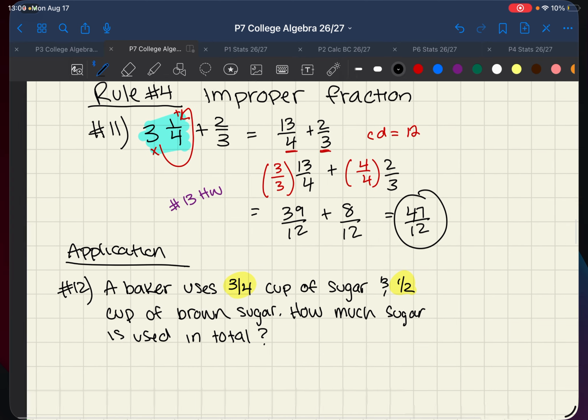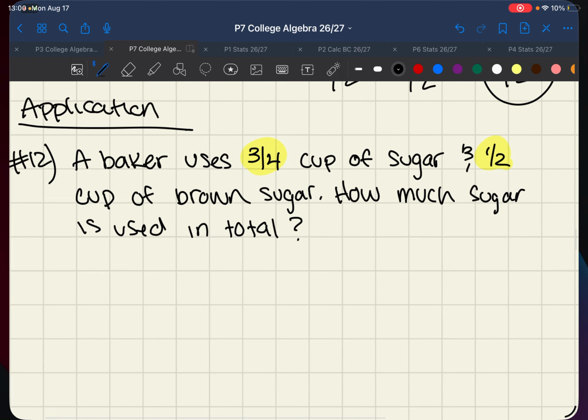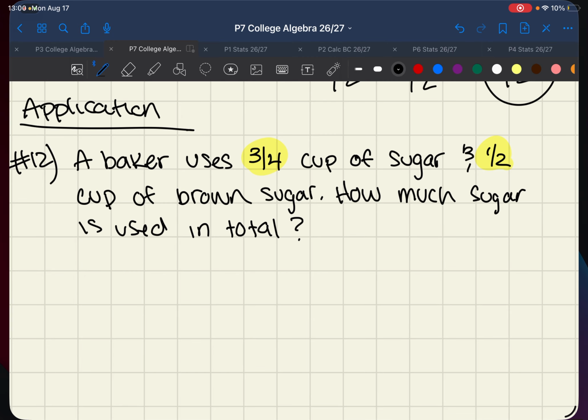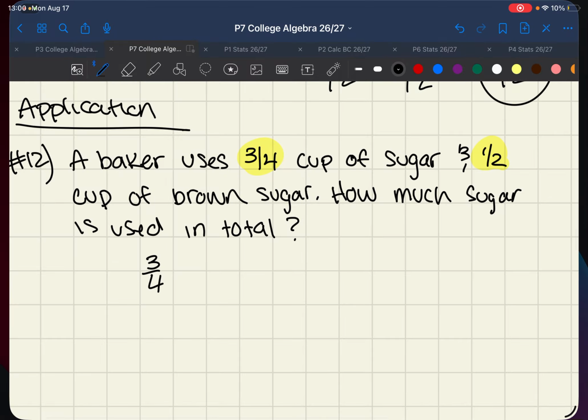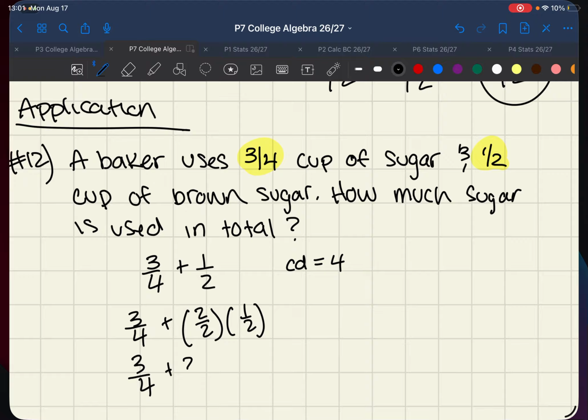Now let's look at some applications. So I have a baker uses 3/4 cup of sugar and 1/2 cup of brown sugar. How much sugar is used in total? So I have 3/4 plus 1/2. Well, I have to get a common denominator. So that common denominator would be 4. So I have 3 over 4 plus 2 times 2 times 1/2. And again, that is to change that second fraction to have a denominator of 4. This gives me 3/4 plus 2/4, which is 5/4.